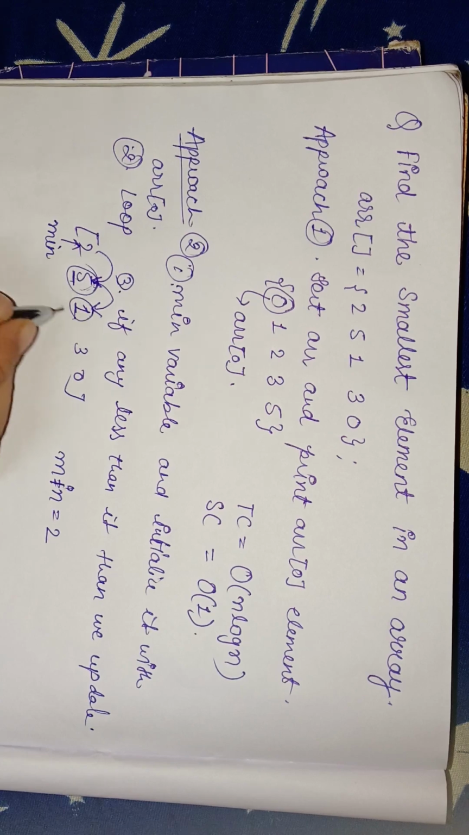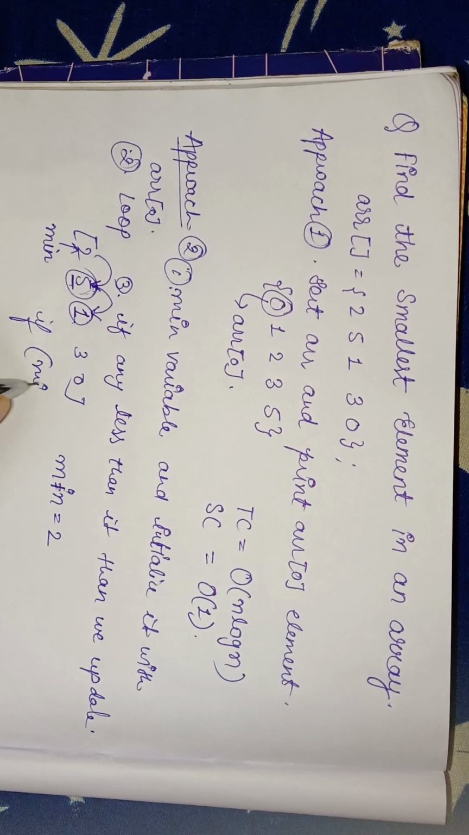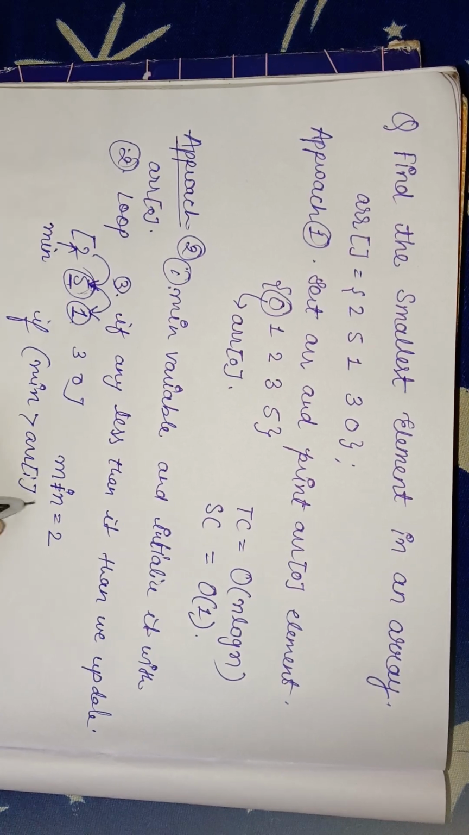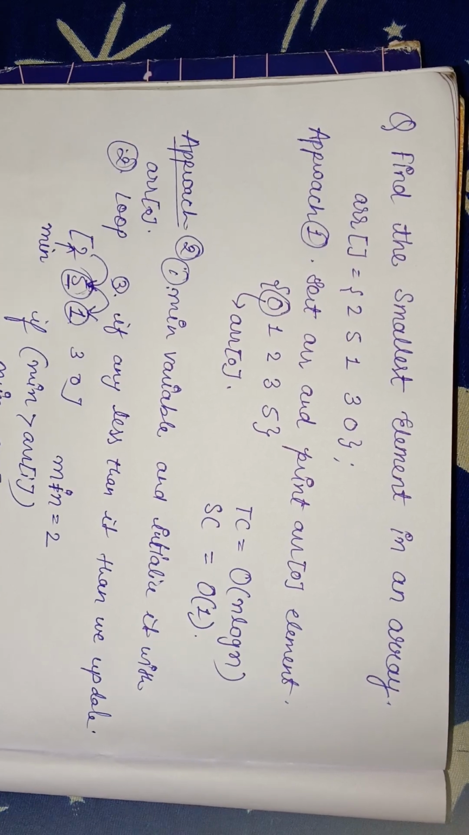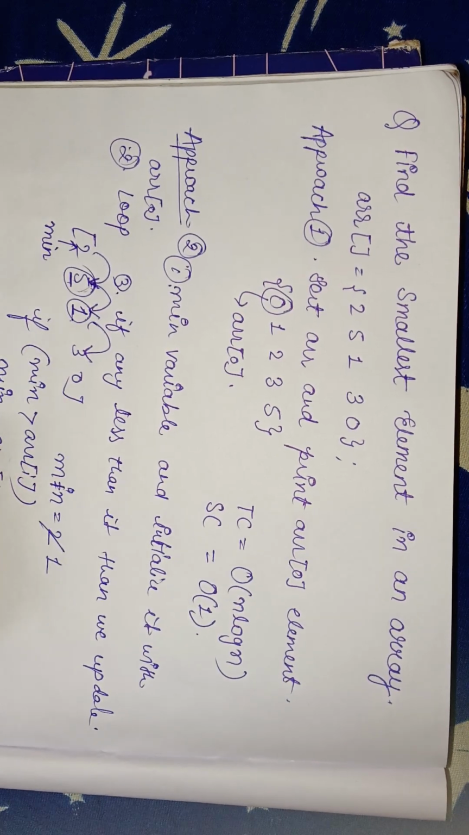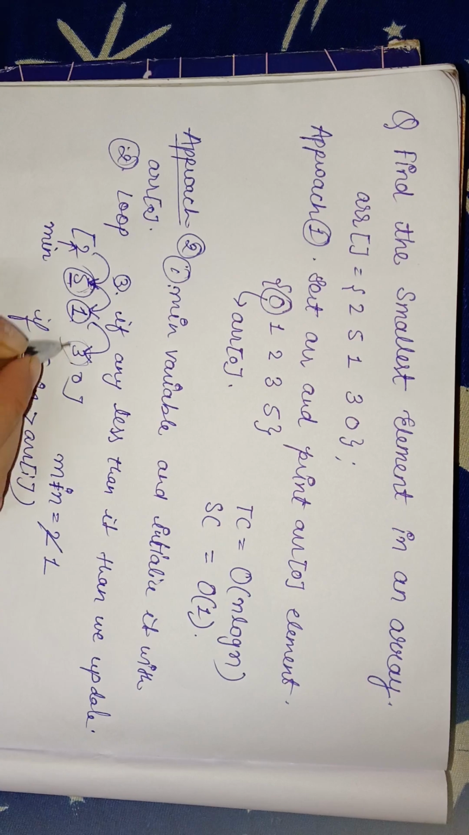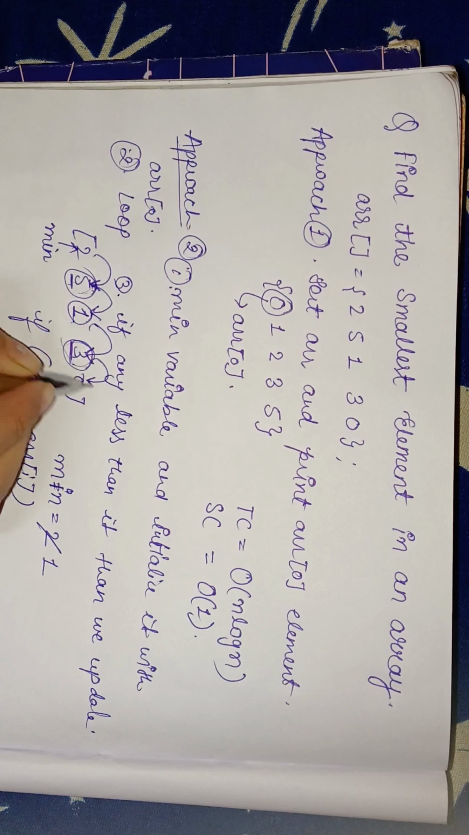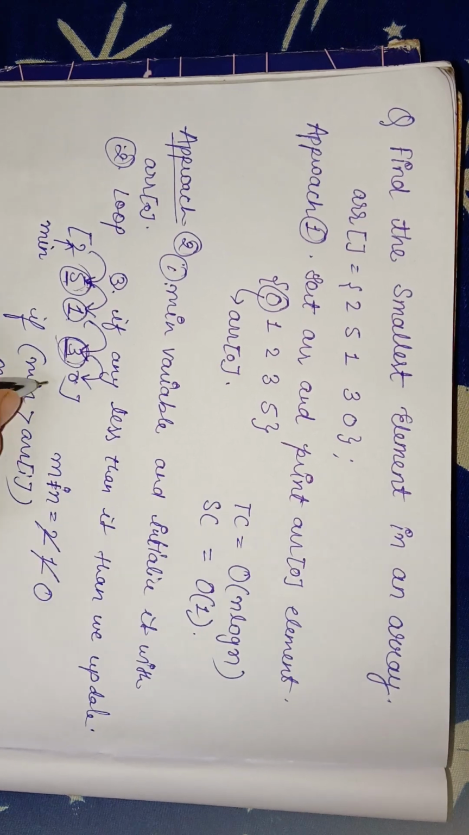So if our min is greater than array of I, then we update the value in min. Then next, in min the element 1 is stored. Now we come to this element, the third element 3, which is greater than min. Then we come to the next element 0. The 0 is less than 1. Now we again update our min element.